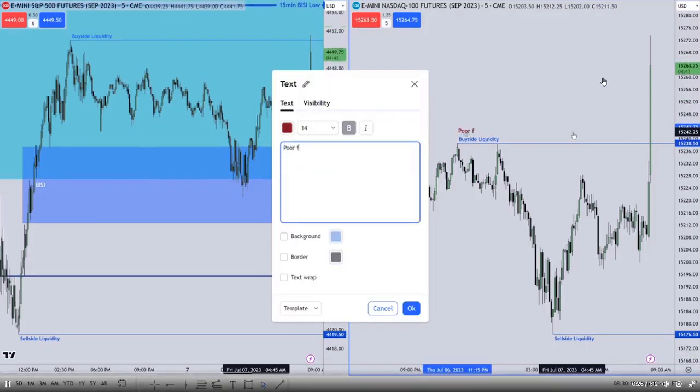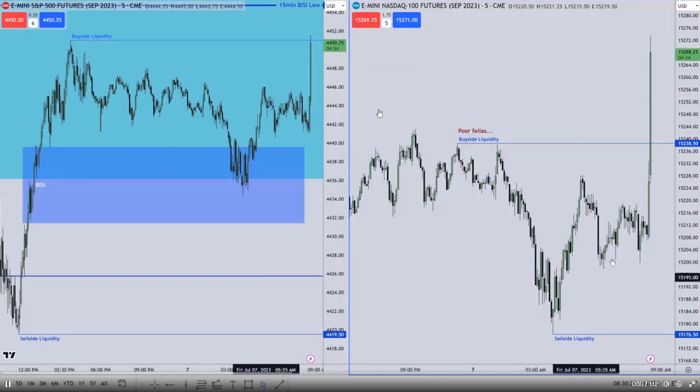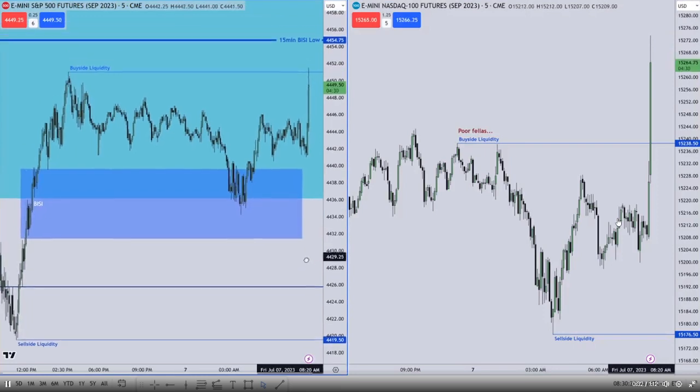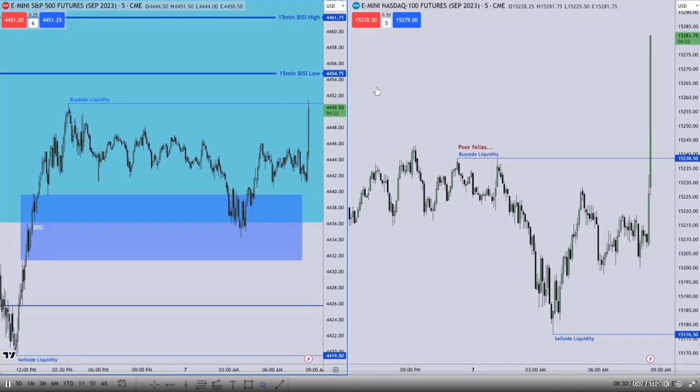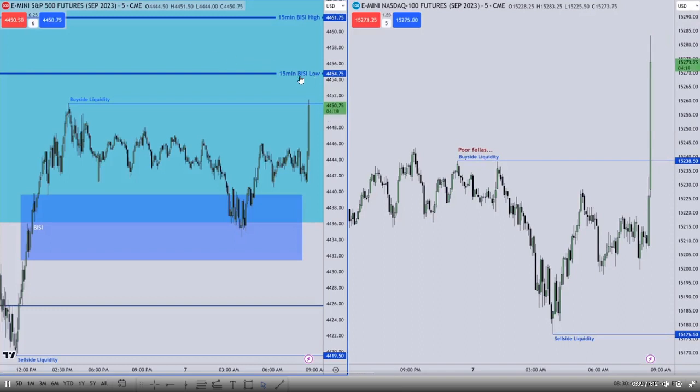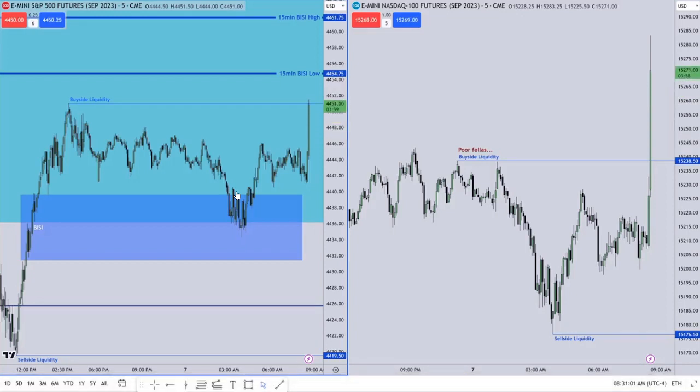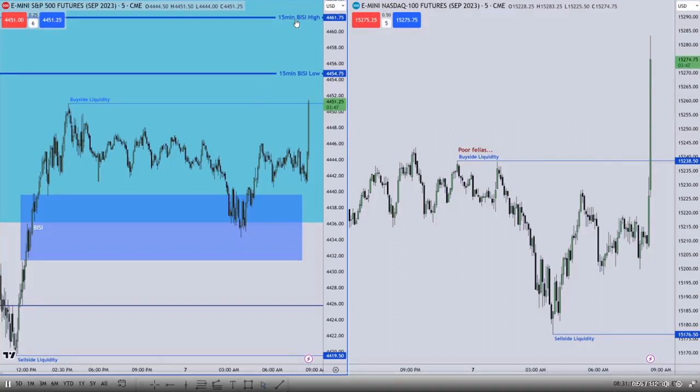Let's see what he says. Poor fellas, all right. All the gamblers that were gambling right before the non-farm payrolls release got shrekt. On the left-hand side of the chart, you can see he's got his five-minute chart. It's coming up on a higher time frame BISI, that 15-minute BISI, and price should want to go and redeliver that at some point. Know that. It should want to go trade up and through that 15-minute BISI.